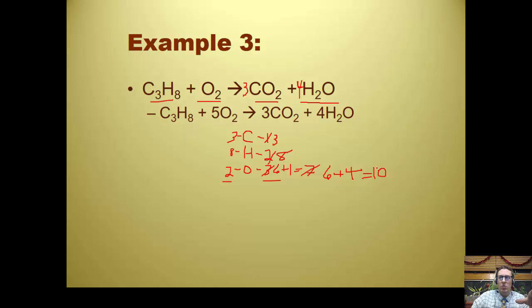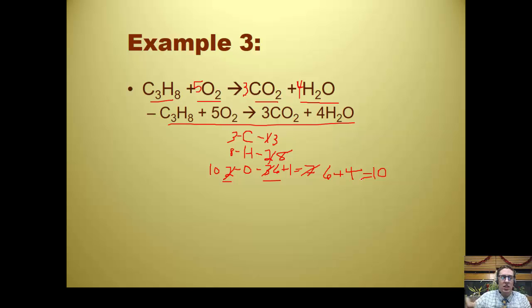And this should make you happy, because we know we have a 2 over here, and we have a 10 here. We've saved our elemental for last. We followed the right order, CHO. And now, all we have to do in order to get rid of this 2 is put a 5 in here. 5 times 2 gives us 10. 3's balance out. 3 carbons, 3 carbons. H's balance out. 8 hydrogens. 4 times 2 is 8 hydrogens. And now oxygens balance out. 5 times 2 is 10. And 3 times 2, 6, plus 4 times 1, 4. 10. We are golden. All right.